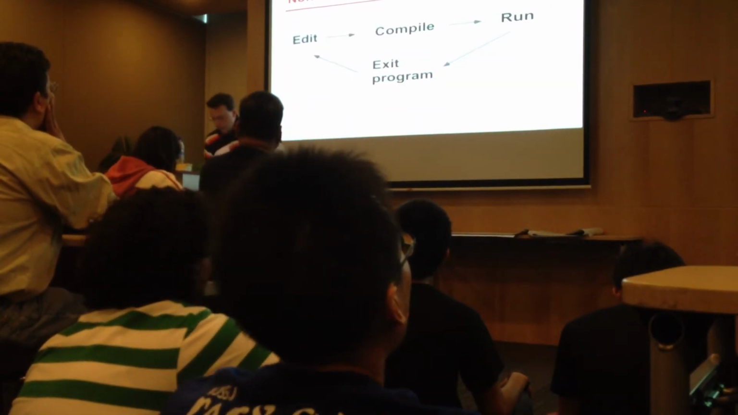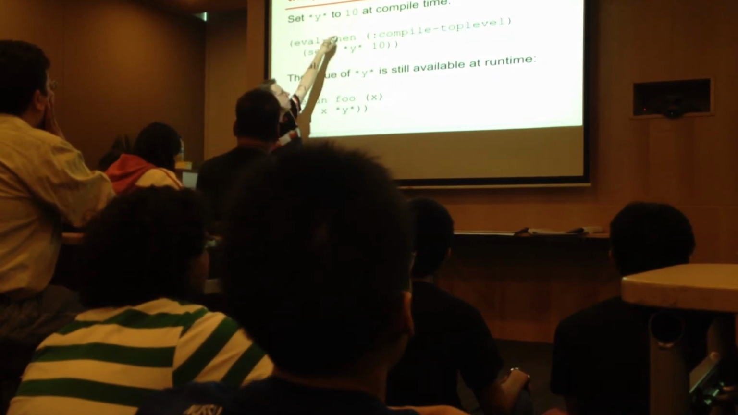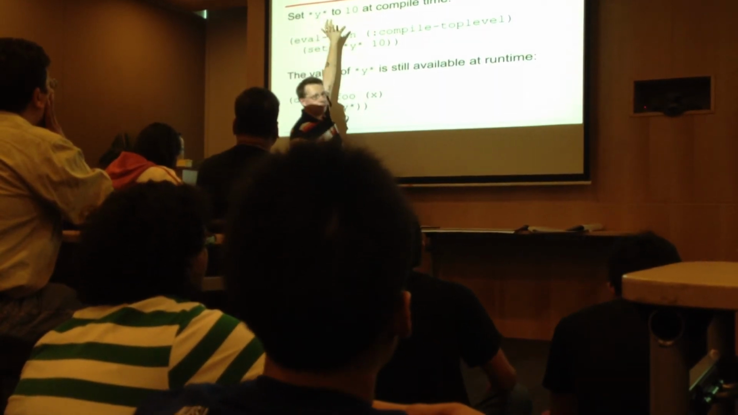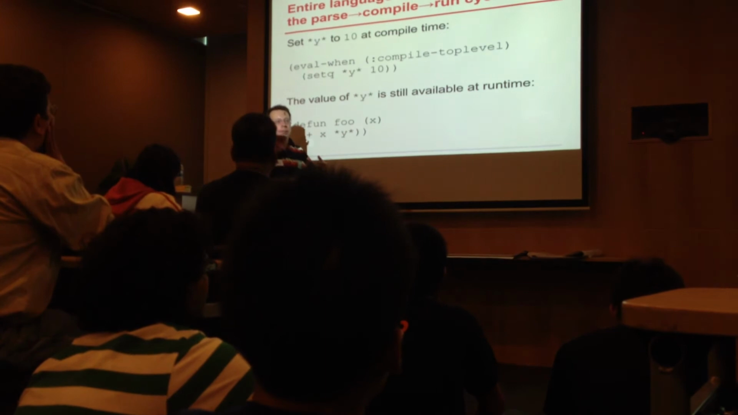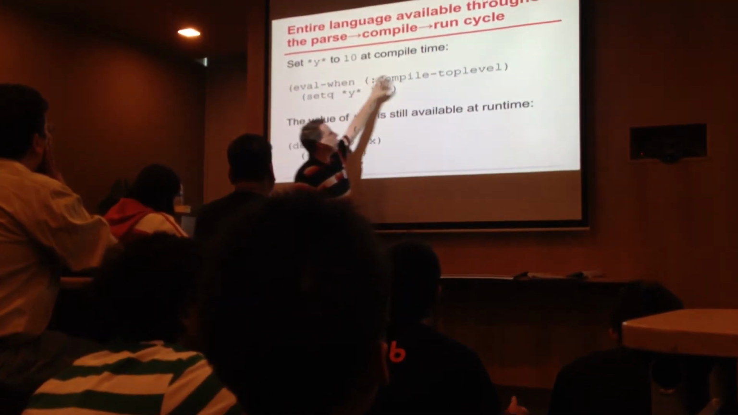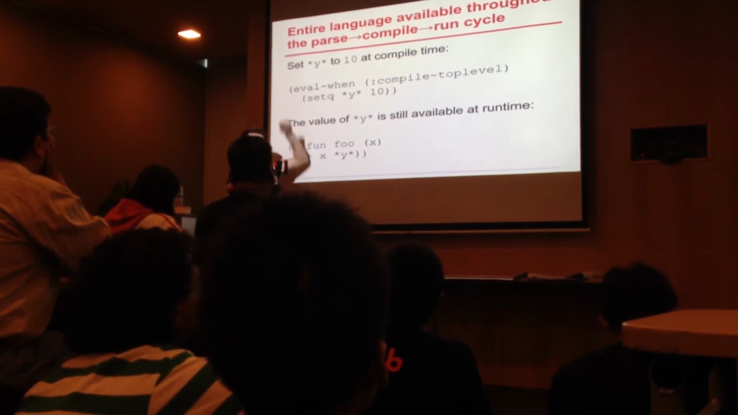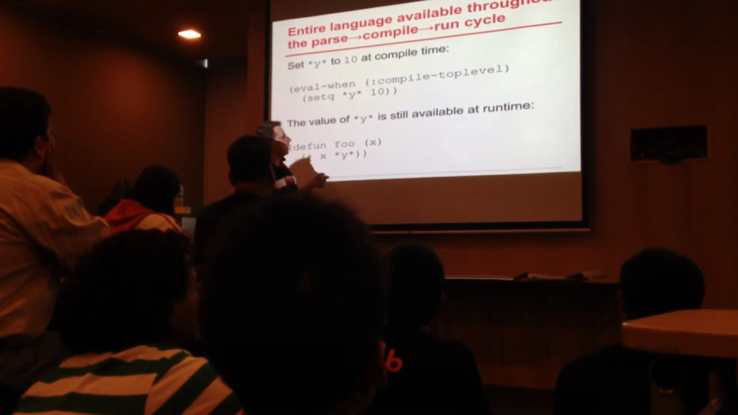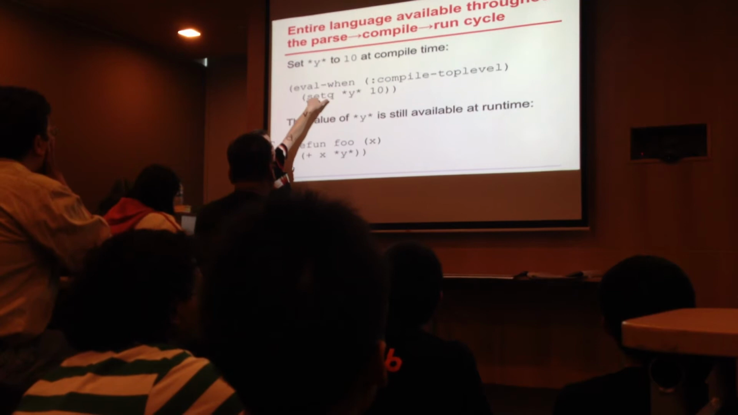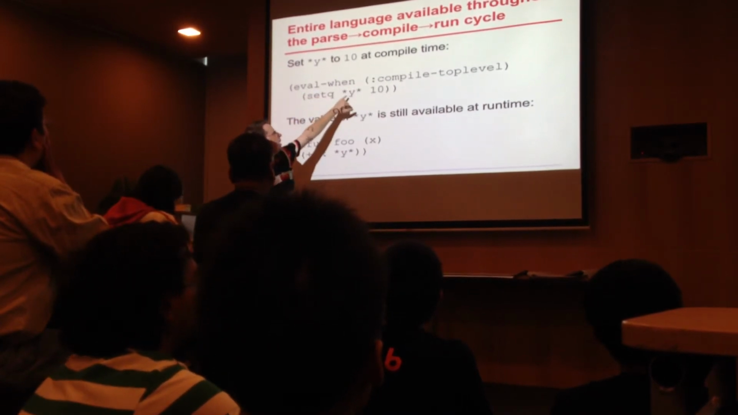Now, what that means is that you can use eval-when, which is a way to specify when something is to be compiled. So you say eval-when compile top-level. This means that this code is executed when you compile this function. And setq is like assignment, so I set the variable y to 10.